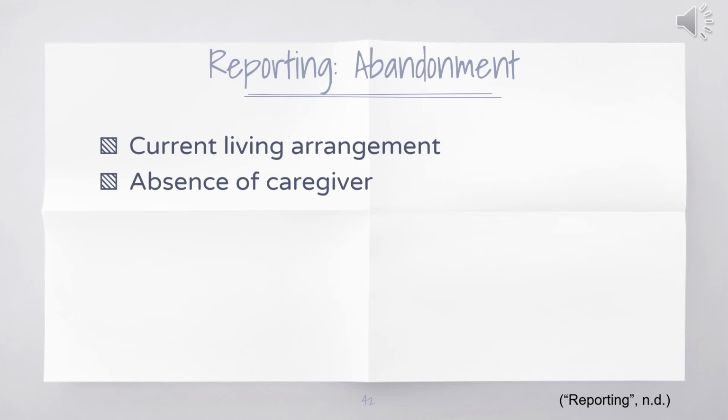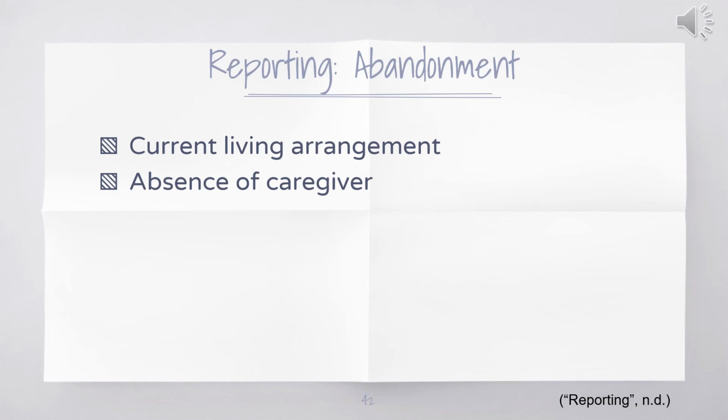The next section covers abandonment. Describe what is known regarding the child's living arrangement. How long has the child been in the care of their current parent or caregiver? What is the caregiver's relationship to the child? What arrangement was made for the child's care by the parent or caregiver in their absence, such as a power of attorney, guardianship, verbal agreement?